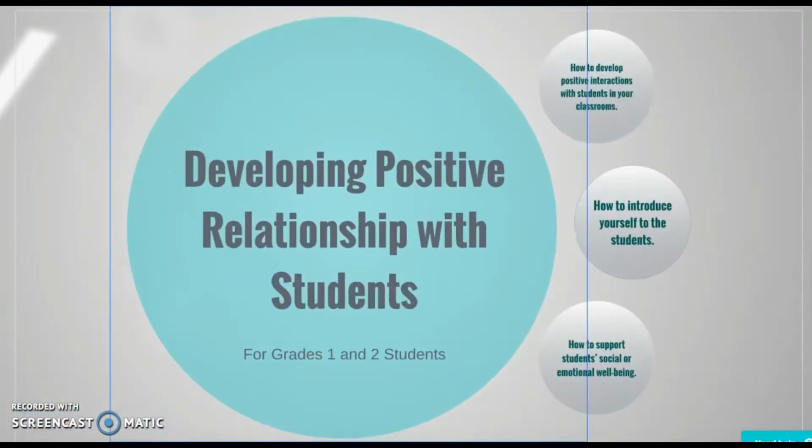Today I am going to talk about developing positive relationships with students, and since I am the Key Stage 1 coordinator at our school, I will be focusing more on grades 1 and 2 students.